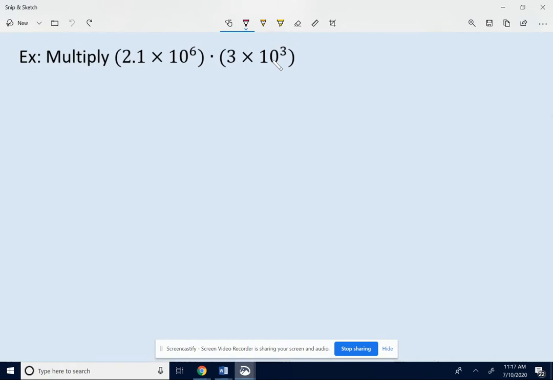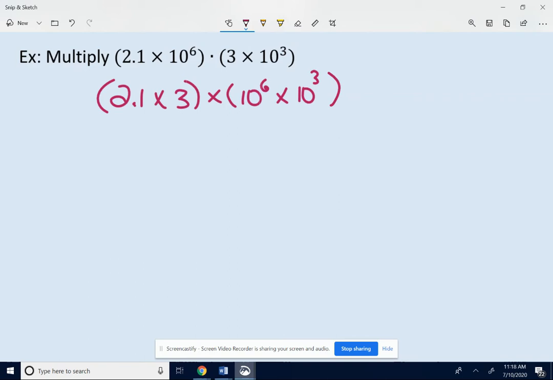So that's the trick. What we're going to do, we're going to take the decimals, the 2.1 and the 3, and group those together. Use parentheses if you want. And then we're going to group the 10 to the 6th and the 10 to the 3rd together. Okay? When you have a bunch of stuff multiplied together, order does not matter.